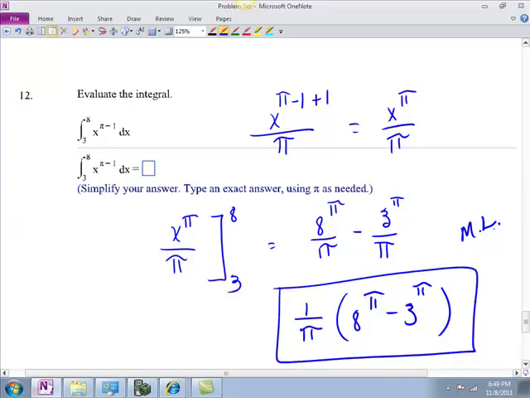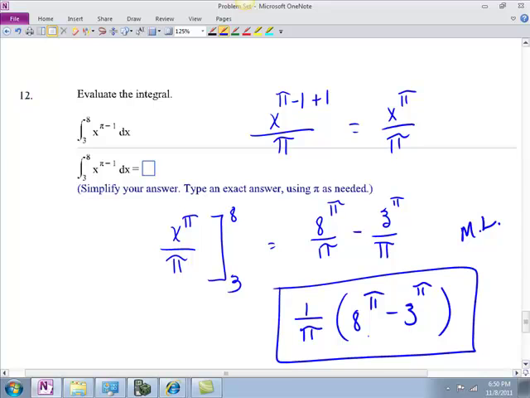Try it on your calculator. Do 8 to the pi minus 3 to the pi, and then try 5 to the pi and see if you get the same. Be like 8 to the second minus 3 to the second. It's totally different. Because those are two different numbers. It's not like x squared minus, you know, it's different. Okay? Everybody good?